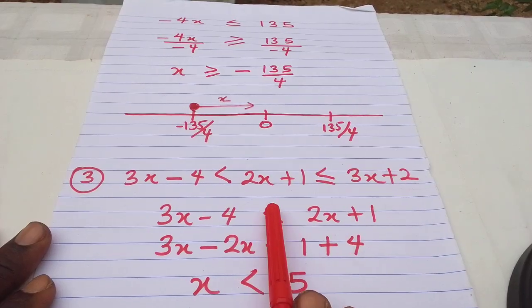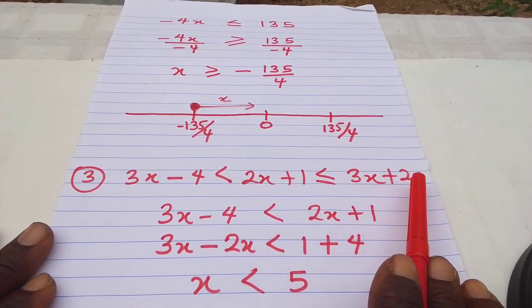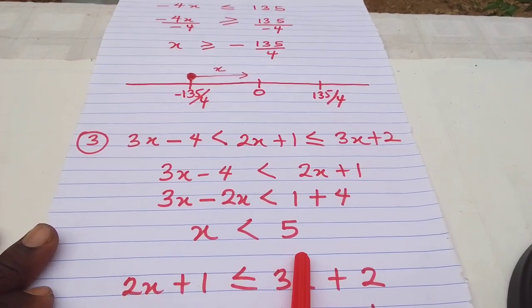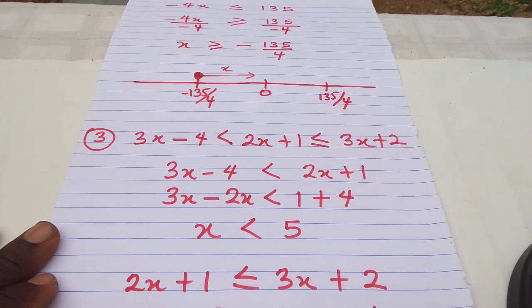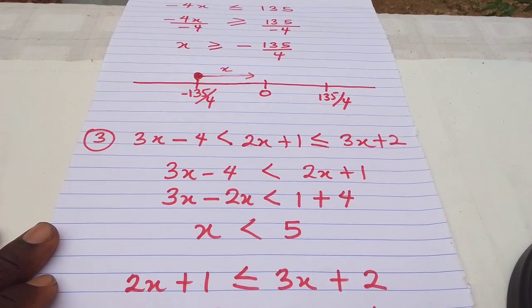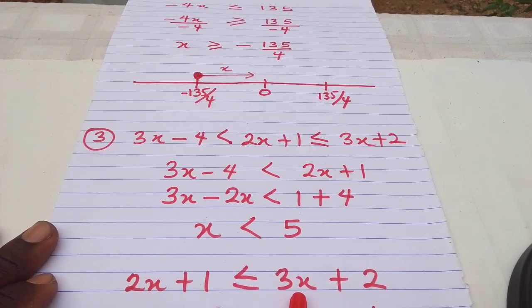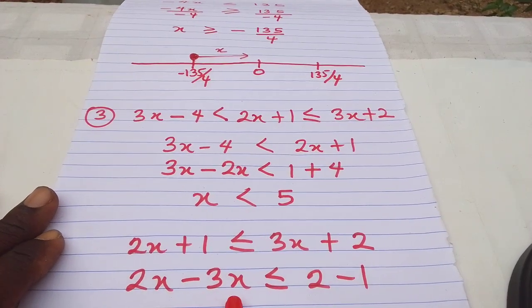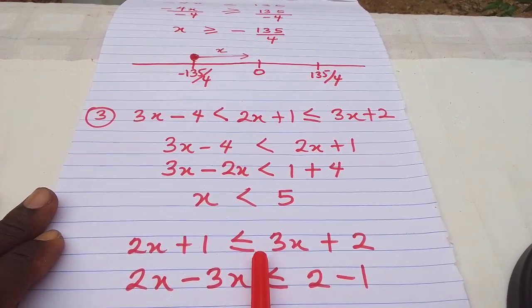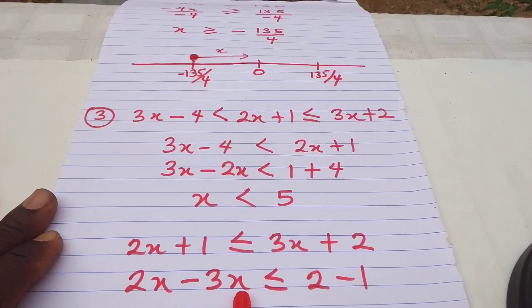Then I will now pair 2x plus 1 less than or equal to 3x plus 2. So this is a pairing: 2x plus 1 less than or equal to 3x plus 2. Now we will collect like terms. Bring this 3x to this side. It's plus here. When you cross the equality sign, it turns to minus 3x.